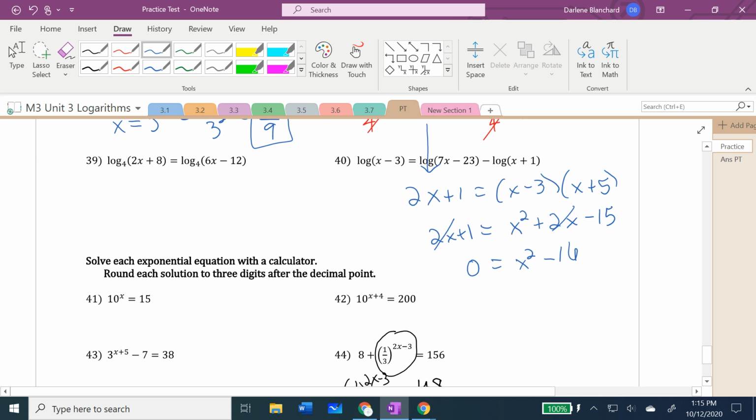And since we lost our x term, you can add the 16 over and do the plus or minus square root, or you can factor to get x minus 4, x plus 4, whichever you see. That gives me 2 numbers, and then I'm going to check. Do both of them make x minus 3 positive?